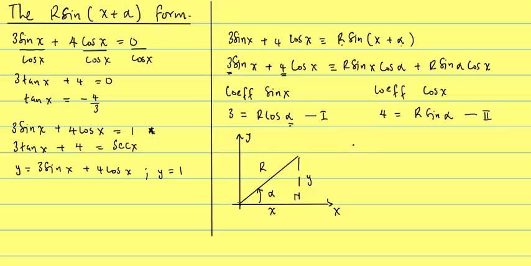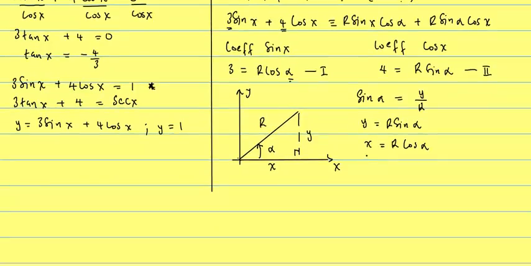Now, using your basic trigonometry, you will agree with me that sine of alpha is going to be equal to the opposite side, which is y units divided by the hypotenuse, so that y is equal to r sine alpha. Using a similar argument, you will find that x is going to be equal to r cos alpha.